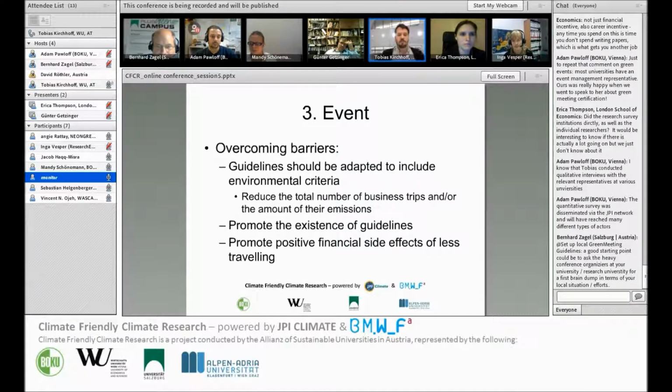How can we overcome these barriers? And this is actually a really interesting topic. And it starts, in my opinion, with the guidelines at the institutes. So there are travel guidelines at most research institutes, and they have to be reformed. They just have to be adapted and include environmental criteria. And this doesn't mean replace all air travel, but at least to reduce the number of business trips done by plane or the amount of their emissions.